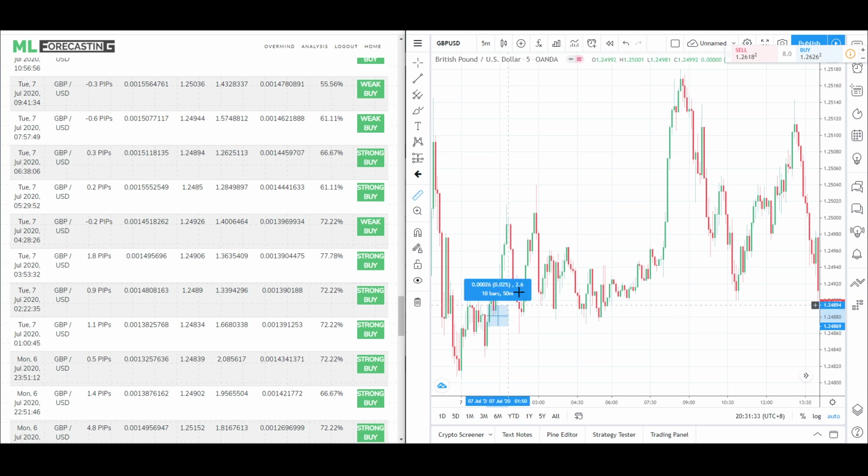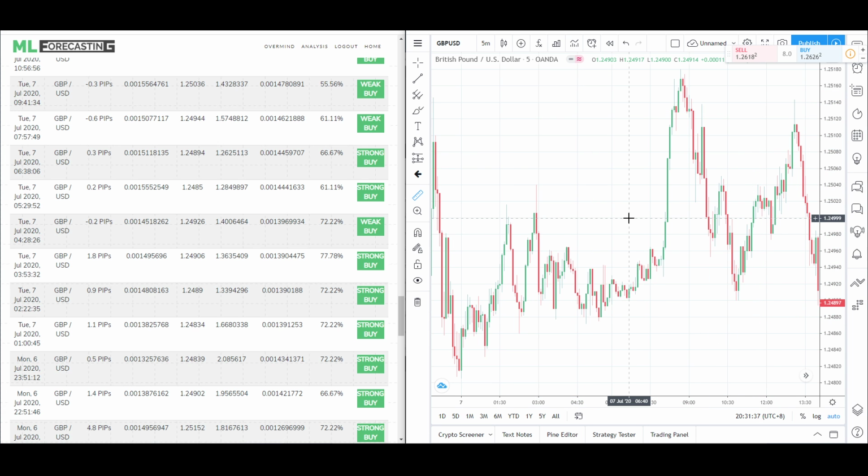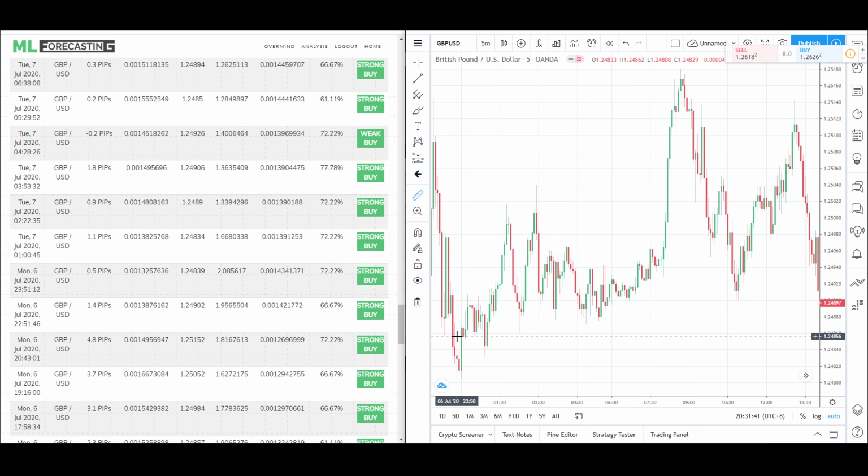Yeah, so that's a winner. 2351 is the next. So way down here. Let's see our exact entry. 4839. A little bit higher. So definitely a good trade. Good streak here.